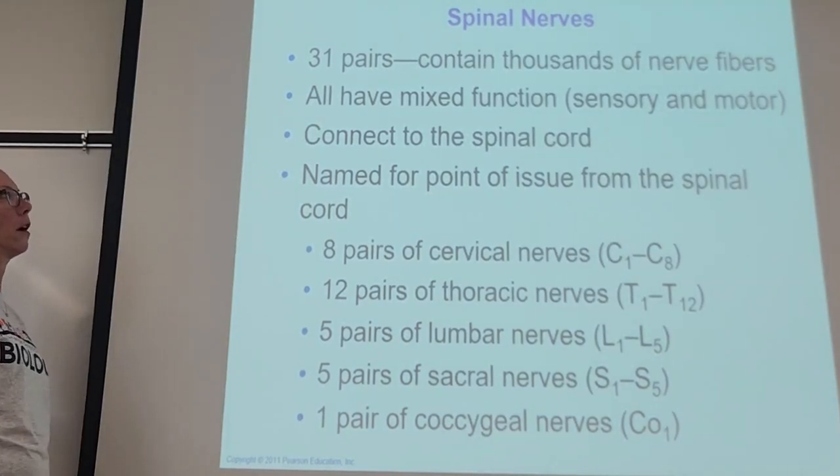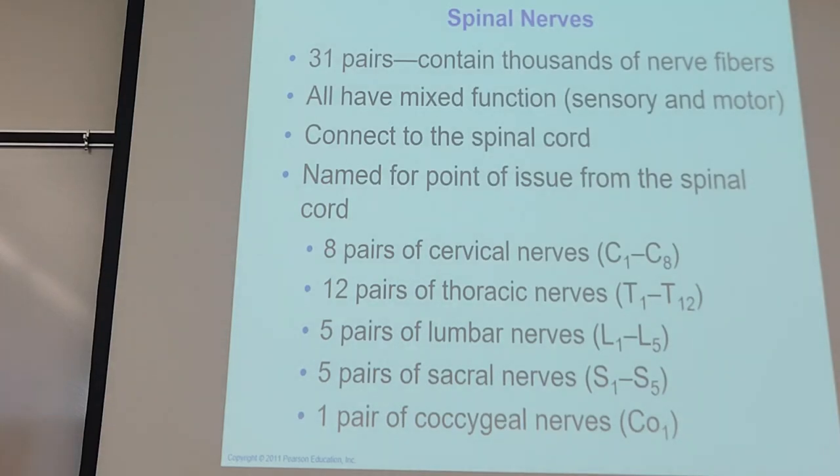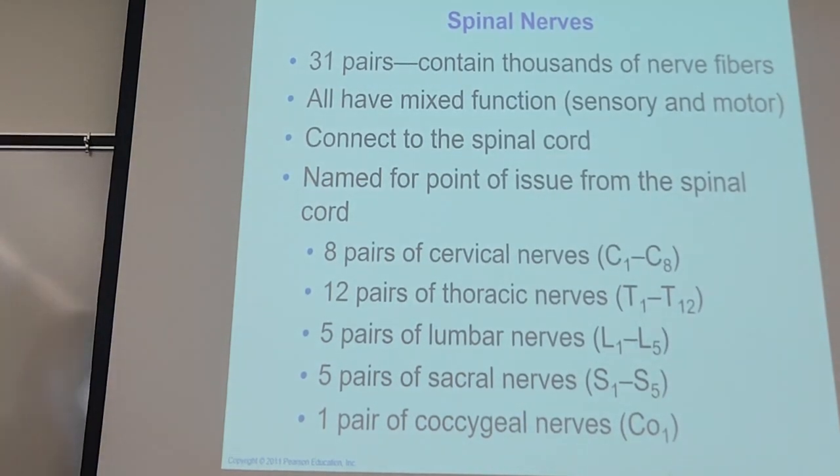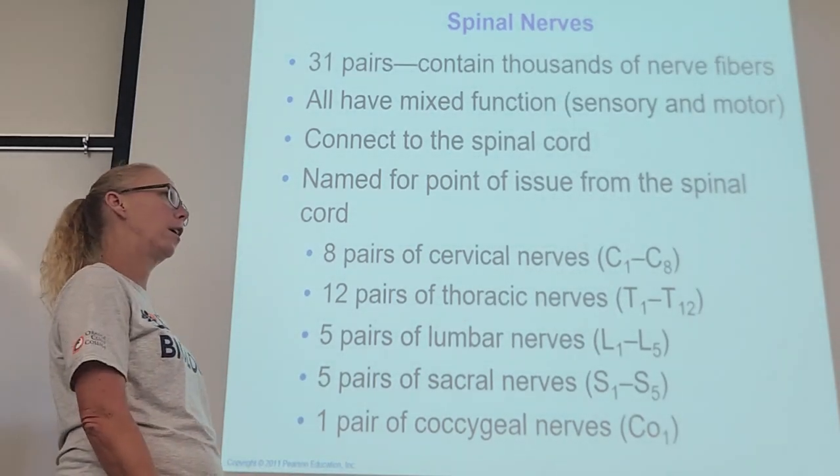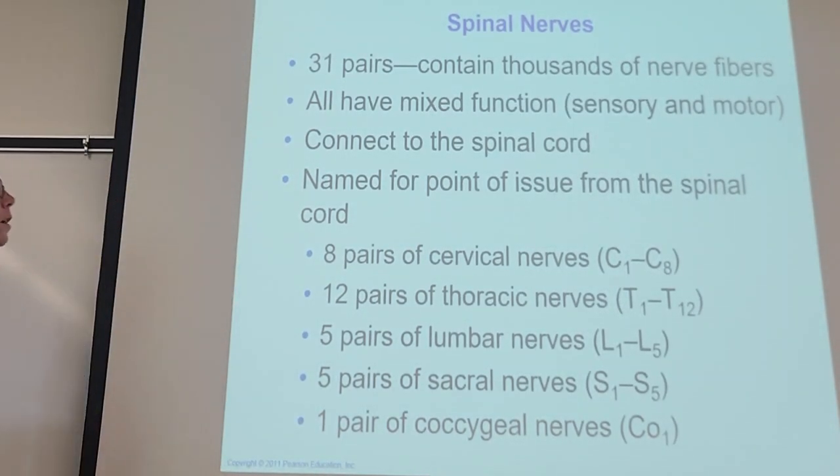Spinal nerves, 31 pairs. C1 all the way down to coccygeal 1, right? So we have 8 cervical, how many thoracic? 12. How many lumbar? 5. How many sacral? 5. All have mixed function, sensory and motor. So every single spinal nerve carries sensory and motor information, right?